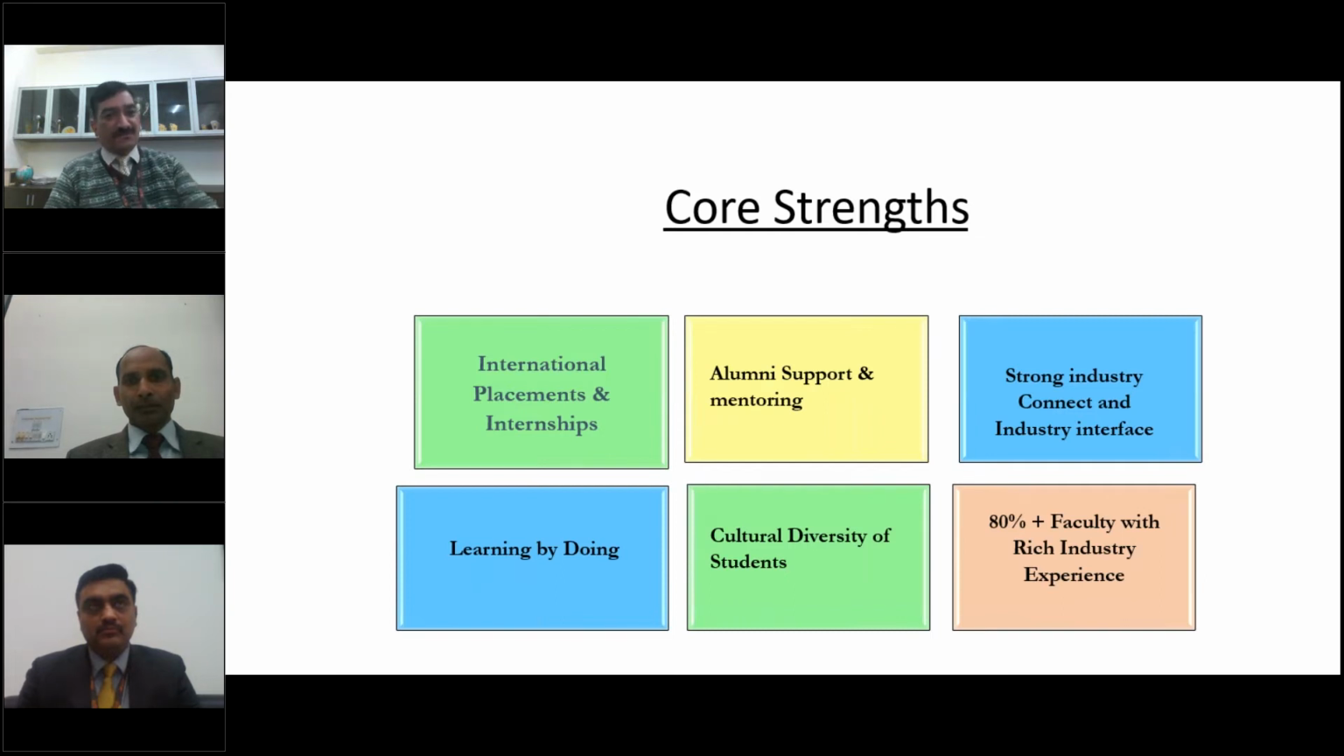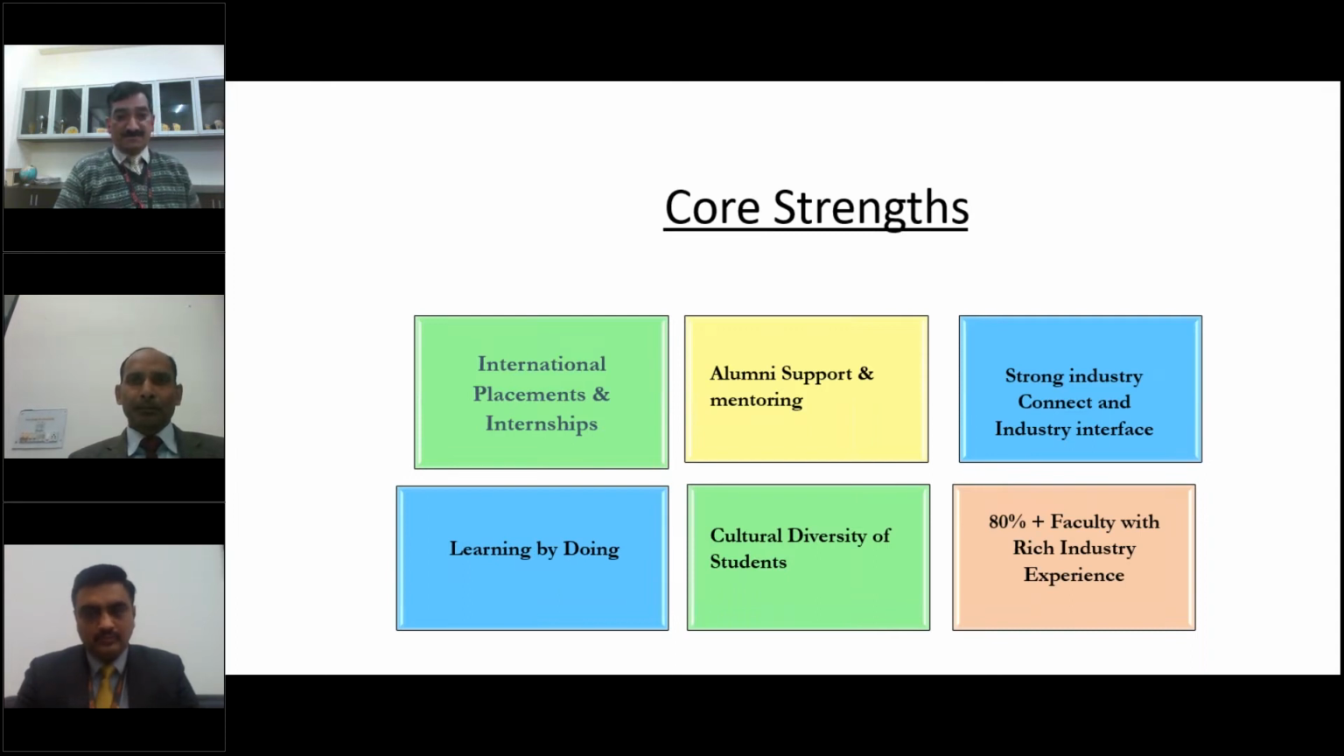But before we go to the final placement, the school has some core strengths on which we are focused. Number one, we are focused on international placements. As I have already told you, we are not only focused on final placement but also on internship programs. So my students will get a 6-month internship in international hotels or in other countries.